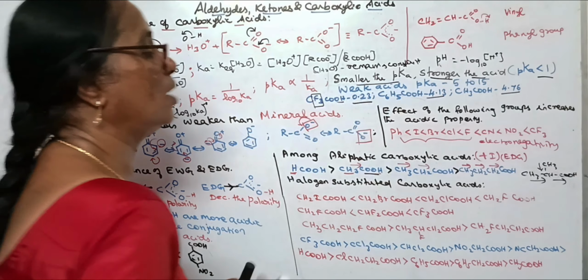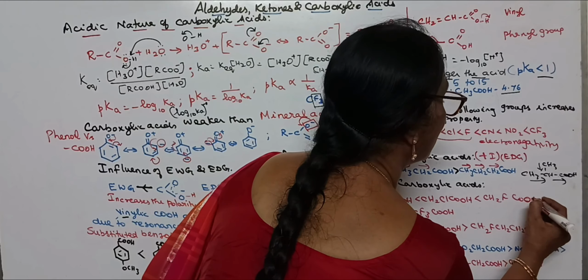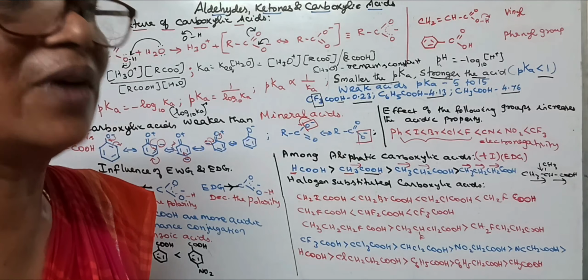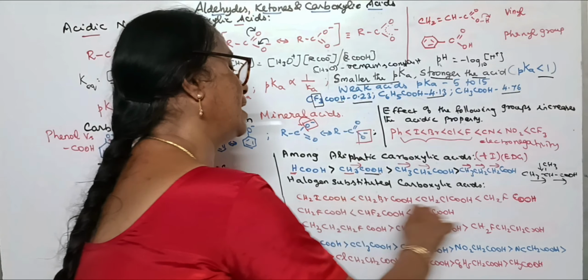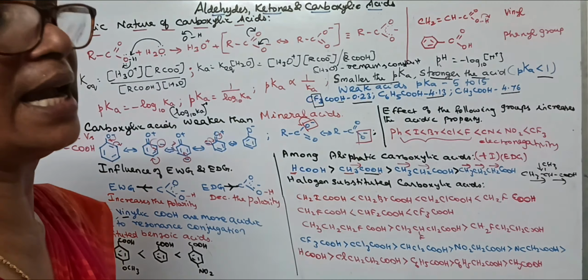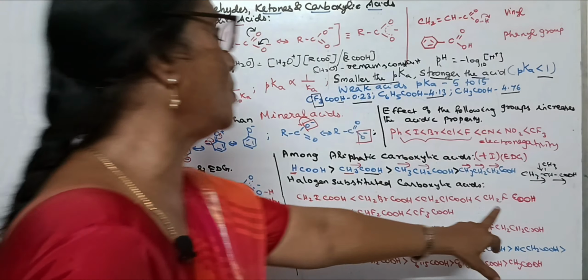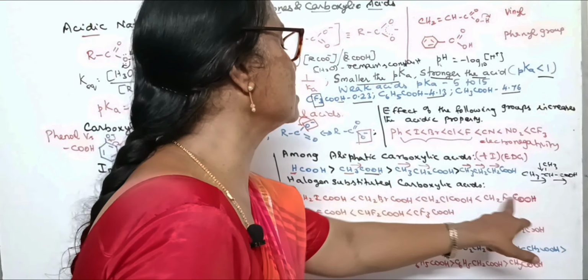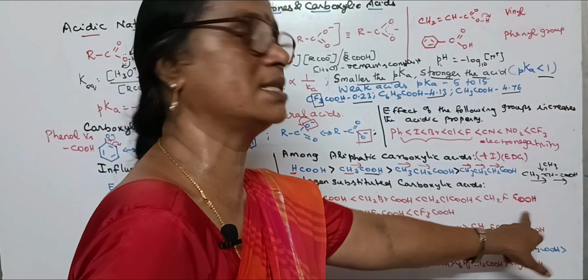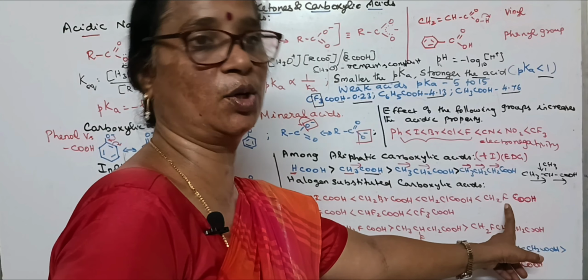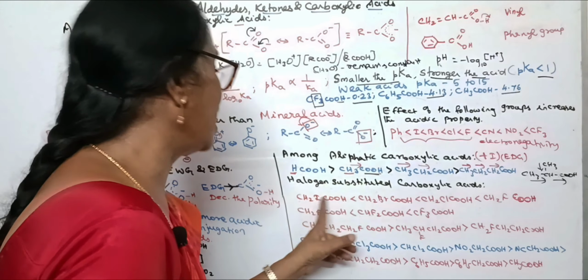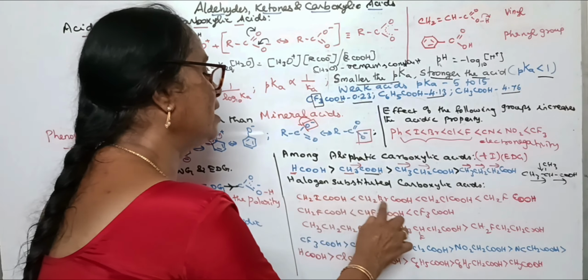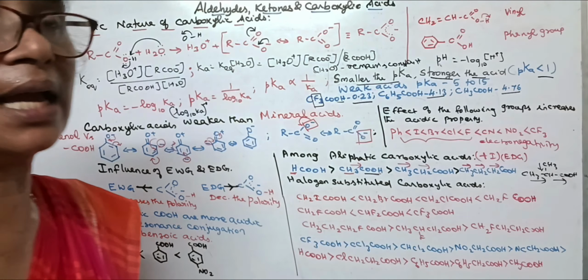So all the halogens belong to the same family, but they differ in their electronegativity values, so the acidic nature of the carboxylic acid totally depends upon the electronegativity of the halogen atom. Fluoroacetic acid is a much stronger acid because of its very high electronegativity compared to iodo, bromo or chloro. Here we are finding only one halogen in the acid.